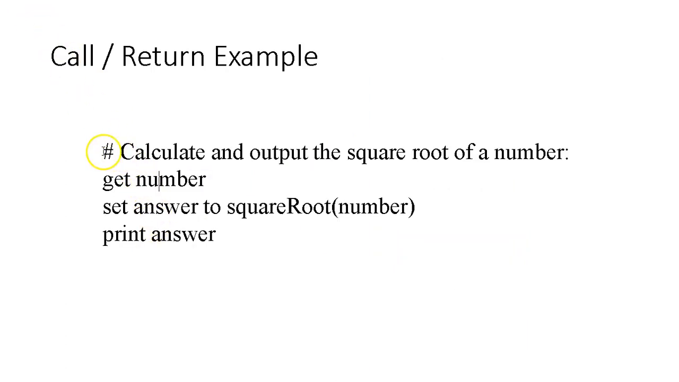An example comment here says calculate and output the square root of a number. First, get number, then set answer, which is a variable, to square root of number. Square root is a function in a separate modular area of code, and that function requires a number to be sent to it as part of its call. That's called a parameter in parentheses here. It does its job and returns the square root to the point of call, which is then assigned as the new value of answer. And then flow continues sequentially, and the answer is printed out.